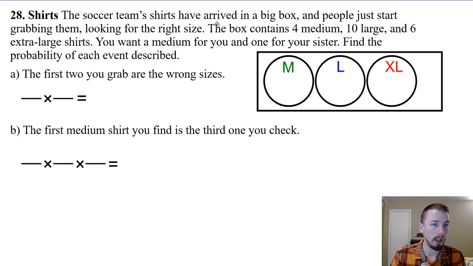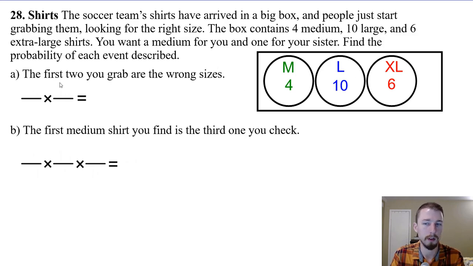All right, the soccer team shirts have arrived in the big box, and people just started grabbing them, looking for the right size. The box contains 4 medium, so I'm just going to fill it in here, 10 large, and 6 extra large. Notice that you can't have a medium large. They're going to be mutually exclusive, so I'm drawing them with no intersection, no overlap, and there weren't any other sizes given other than that, so you could put a 0 on the outside if you wanted to.